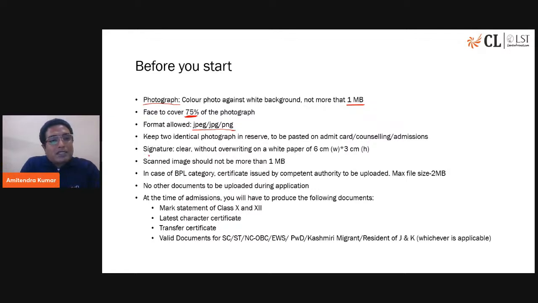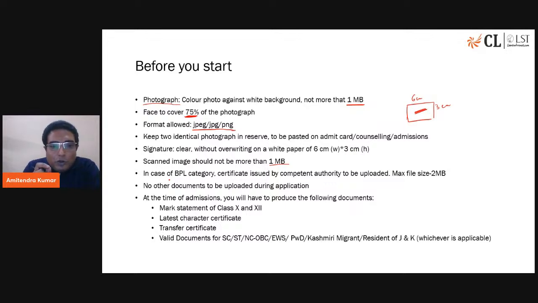Similarly, you need to upload a scanned copy of your signature. So how can you do that? You can create a box on a white sheet of paper, around 6 centimeters in width and 3 centimeters in height. And here you have to put your signature with either a blue pen or a ballpoint pen. Preferably, you should do it with a black ballpoint pen, because the clarity will be much better as compared to a blue one. Then you scan that signature and upload it over here. The format allowed remains the same: JPG, and a maximum of 1 MB is permitted.